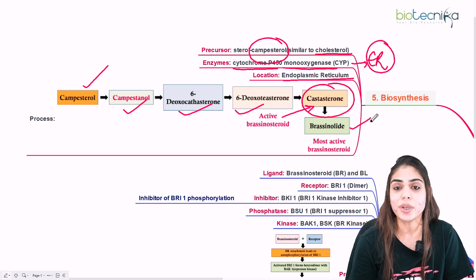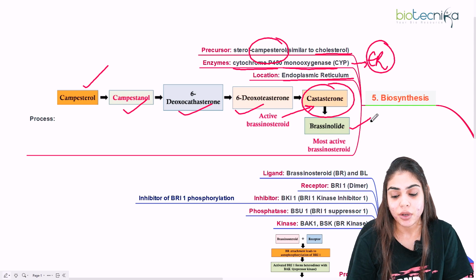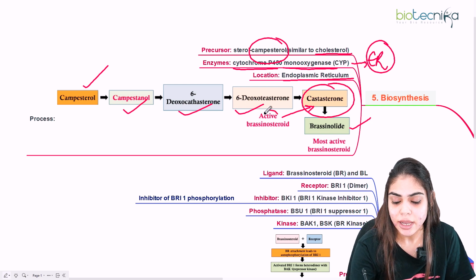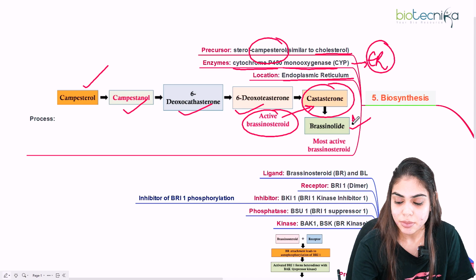Now suppose you get a question in the exam like which is the most bioactive form of brassinosteroid, and you have four options in which two options are brassinolide as well as castasterone. You have to select brassinolide because it is the most bioactive form of brassinosteroid, and castasterone is also an active brassinosteroid, but you have to select brassinolide first.